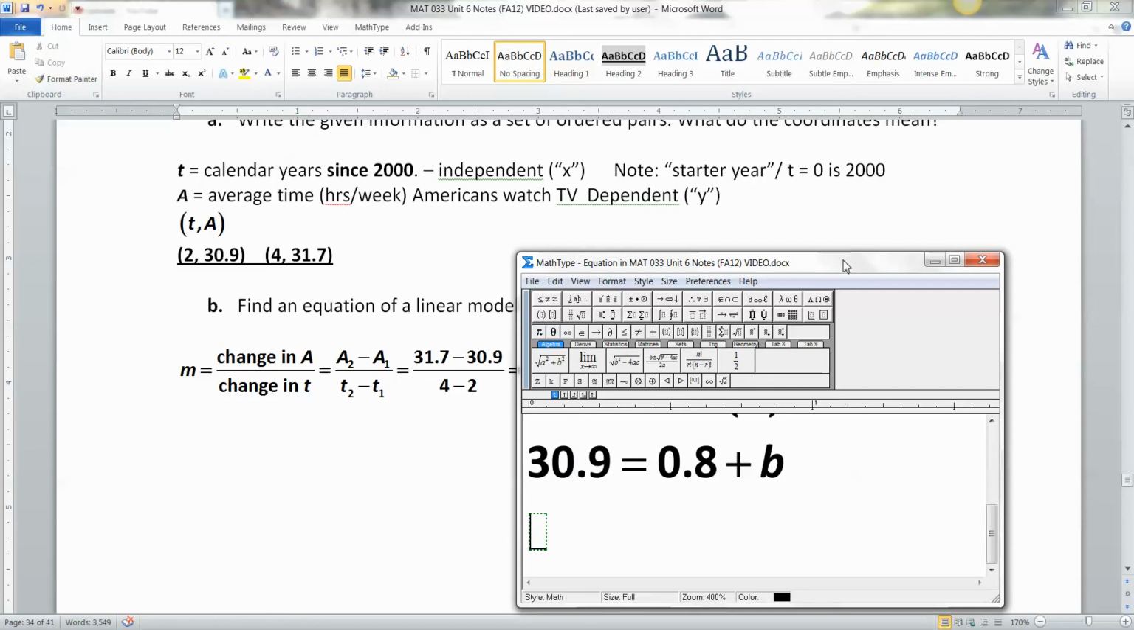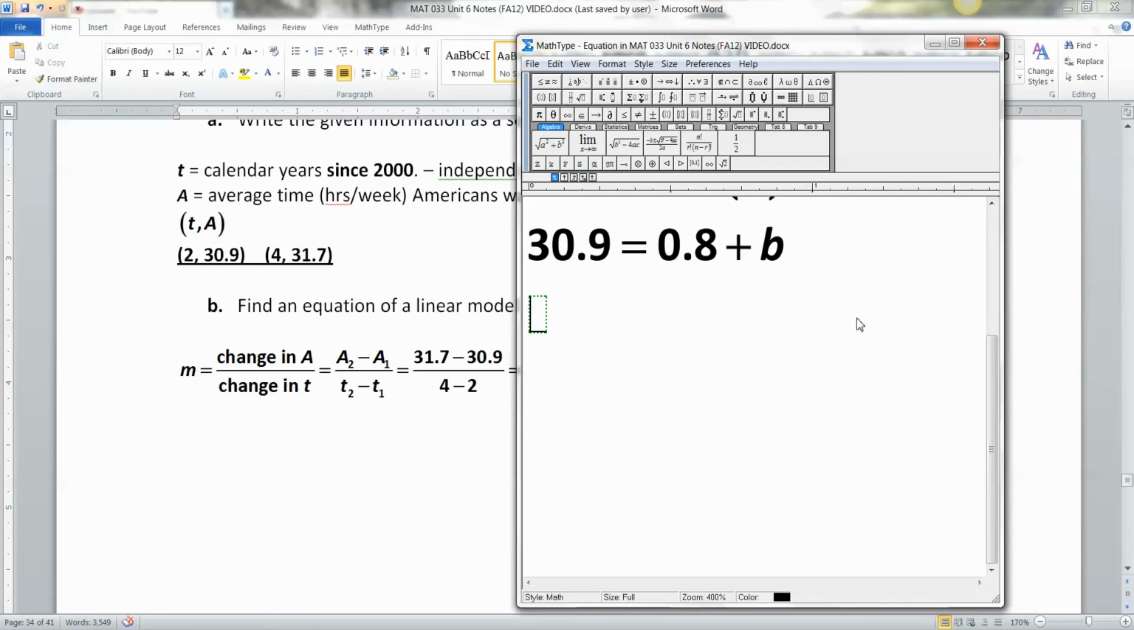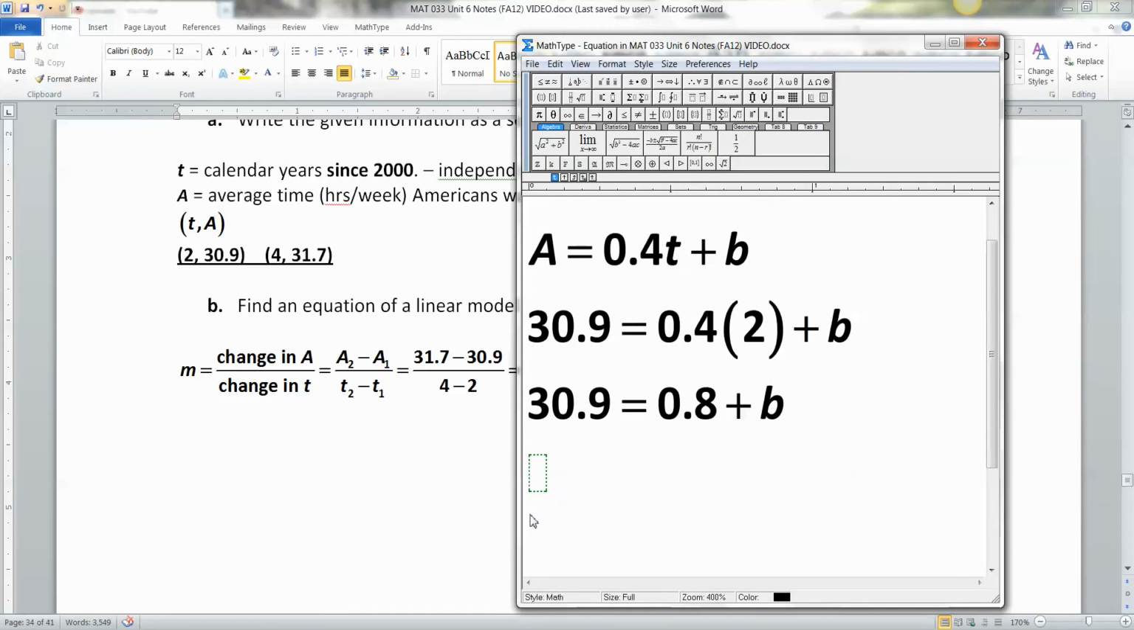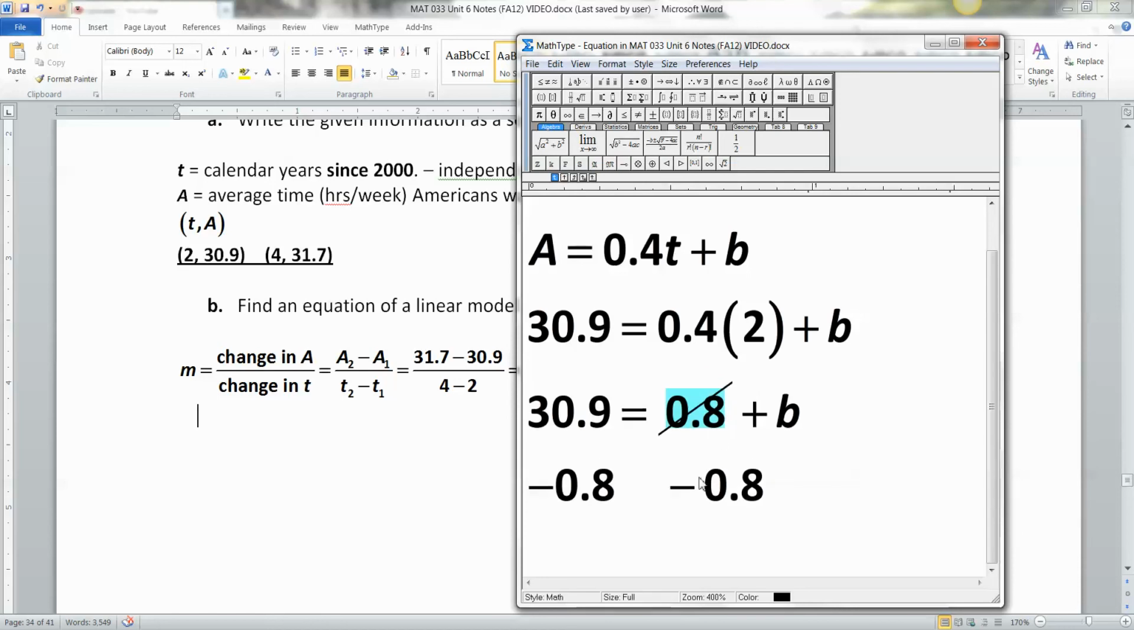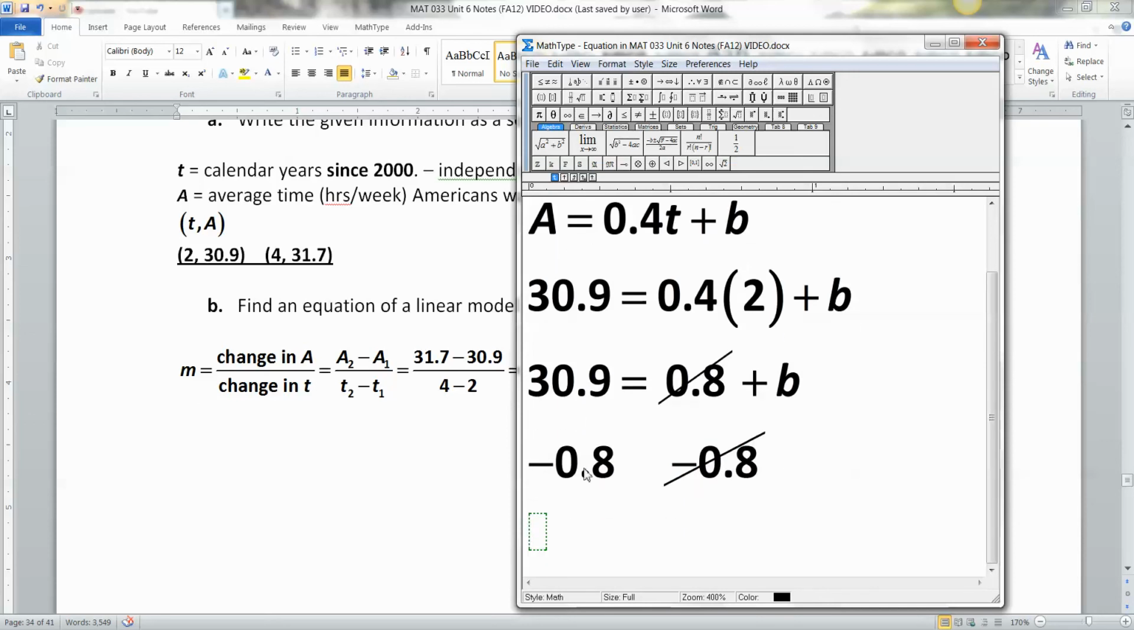Now we need to subtract 0.8 from both sides, because you want to solve for b. You want to get b by itself. So this is gone. 0.8 minus 0.8 becomes 0. Over here on the left, 30.9 take away 0.8. 9 take away 8 is 1, right? So it's 30.1 equals b.